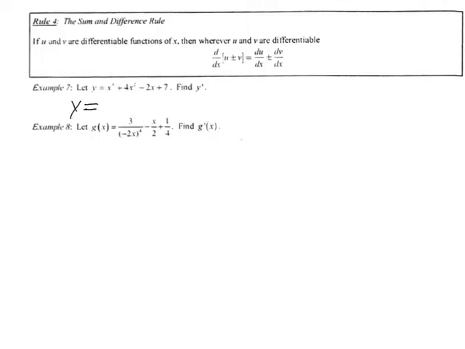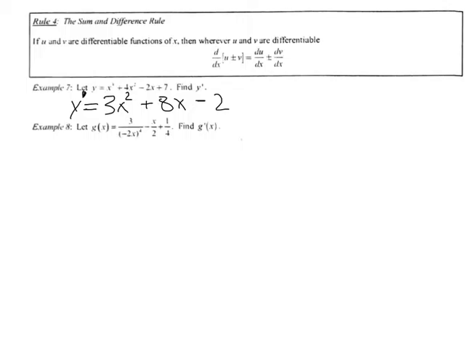So we would say that y prime equals the derivative of x cubed using the power rule, which would be 3x squared. The derivative of 4x squared using the power rule would be, I'll do this a little bit more in my head now, 8x in the end. The derivative of, well, we're subtracting, so let's put a subtraction symbol there, 2x will be 2, and the derivative of 7, a constant, is 0. And that would be what y prime equals.